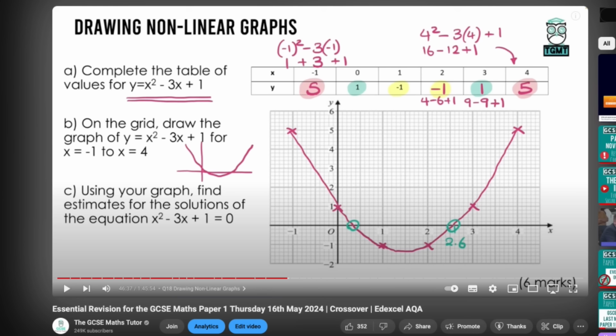Now in this video we'll be covering a lot of the higher tier content. However, just to make sure you know how these videos work, this is the previous video looking at the crossover content. You can see things like nonlinear graphs are included in this video.